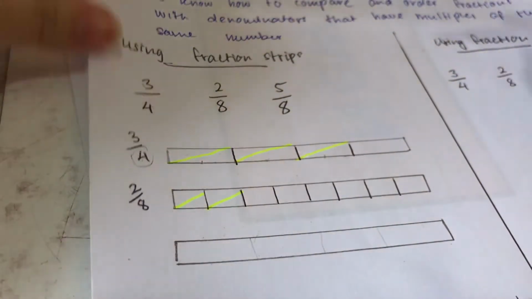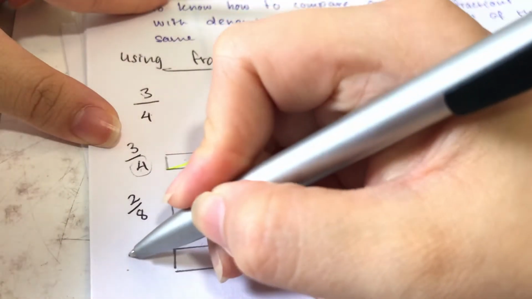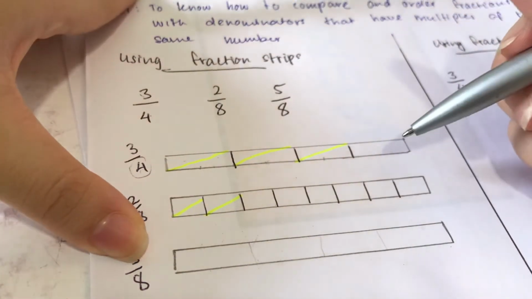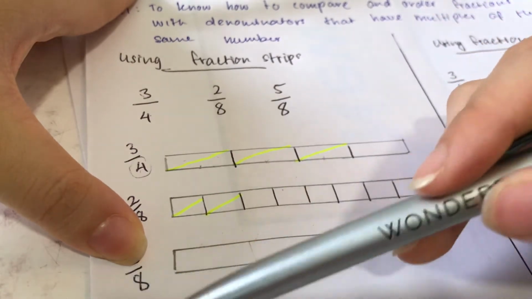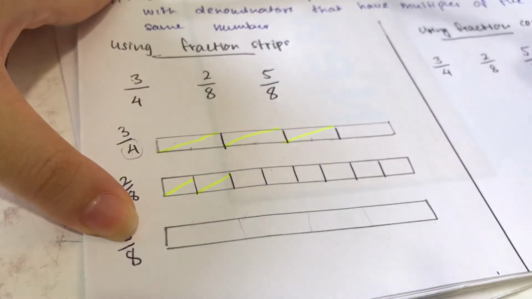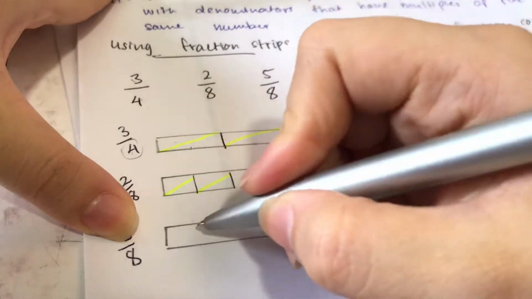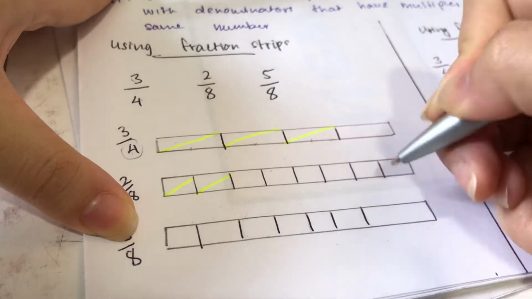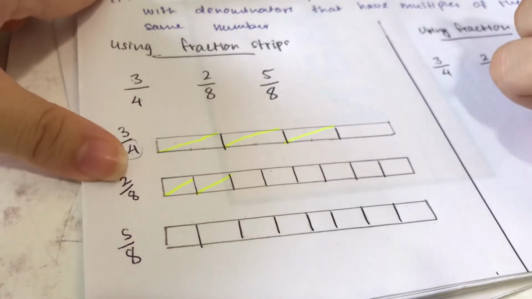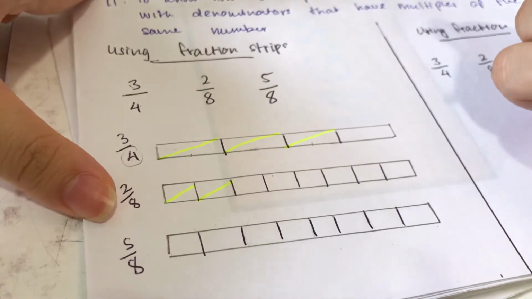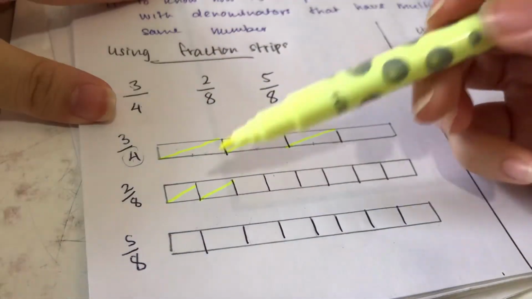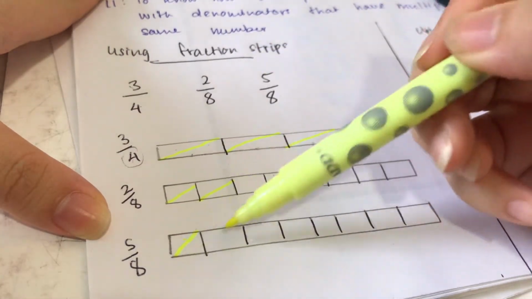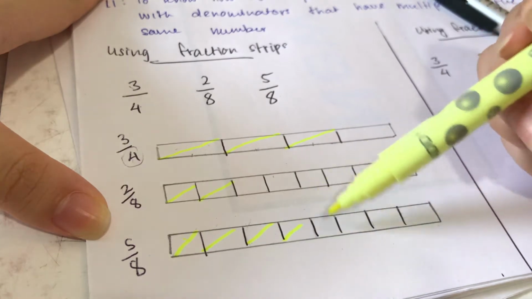Alright? Okay, so let's try a third one together. 5 over 8. So same thing. The same piece of paper, I am going to divide it into 8 equal parts. So the same strip of paper, I'm going to divide it into 1, 2, 3, 4, 5, 6, 7, 8. 8 equal parts. Now let's look at the numerator. The numerator is 5. So what I'm going to do is shade 5 parts, because out of 8 I have 5. 1, 2, 3, 4, 5.